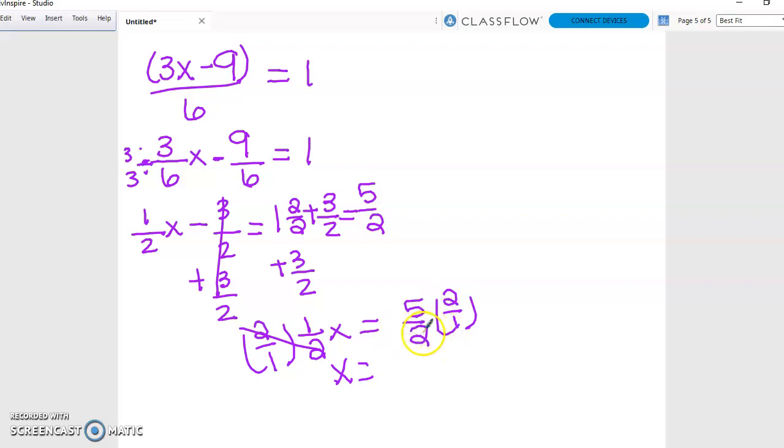Now I don't have to put this over 1 because it's already a fraction, right? Remember how we've been putting the whole number over 1 so that we can make it into a fraction so that it's easier to multiply. Well, we already have a fraction here. So now we're going to go with 5 times 2, which is 10, over 2, because 2 times 1 is 2. Now we have x equals 10 over 2. Can we simplify that? Indeed, we can. So now we have x equals 10 divided by 2, which is 5.